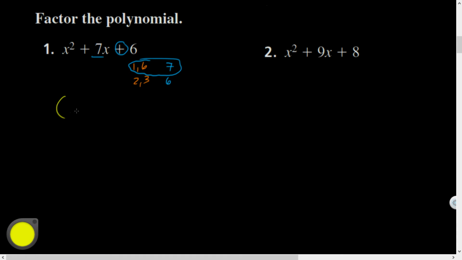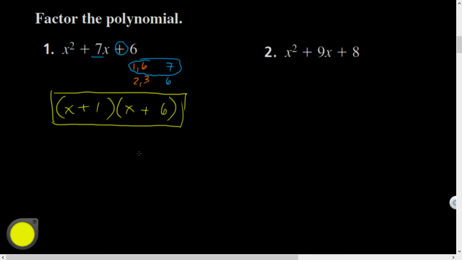In my sets of parentheses, I'm going to have an x with a 1 and an x with a 6. Now I've just got to figure out the signs in the middle. They multiply to be positive, so their signs are the same. It's either plus plus or minus minus. But they have to add to be 7. Would negative 1 and negative 6 add to be 7? No. So plus plus is the only combination that works. This is now the factored form of this polynomial. Let me just do a quick check.